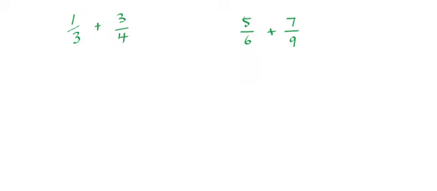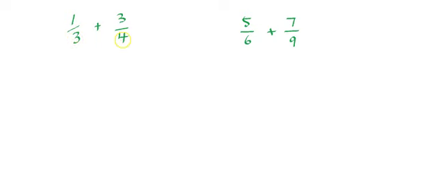Here we have two fractions problems. The first one is 1/3 plus 3/4. So let's go about solving this. The first issue to note is that the denominators are not the same, and so we have an immediate issue there. What we can do is try to see if one denominator will go into the other evenly.